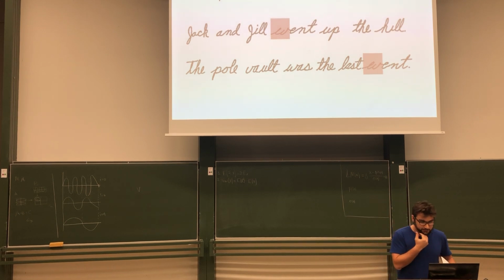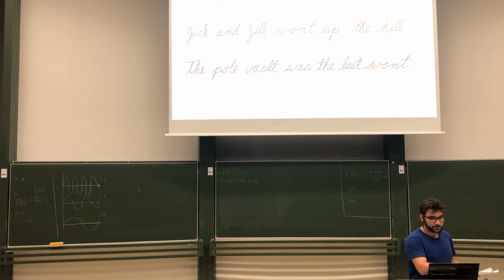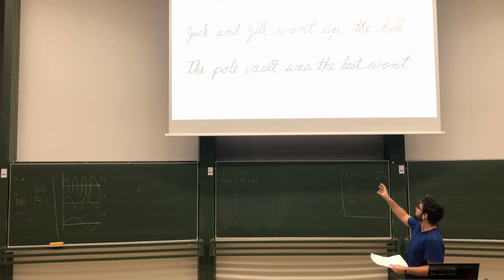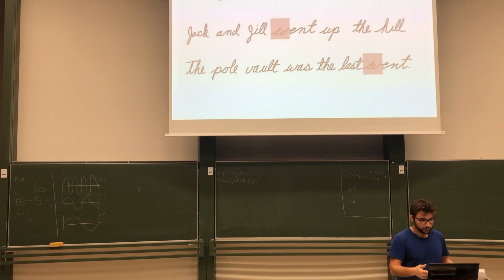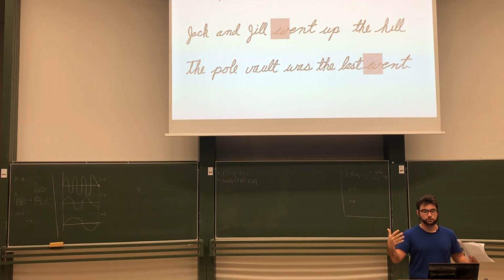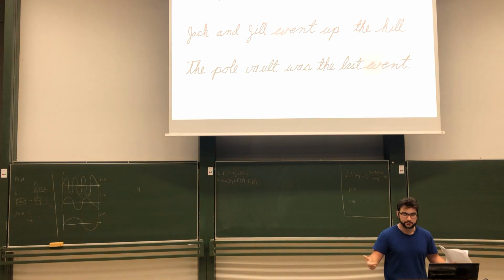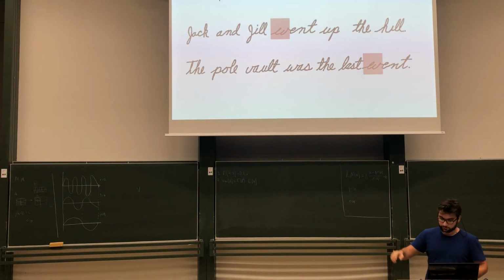The first sentence is a bit hard to read, I guess. That's the purpose of the example. It says "Jack and Jill went." So we read this character as W without even thinking about it. And in the second, it's "the poll vote was the last event." When you read the sentence, you unconsciously disambiguate it the correct way. But this is not obvious, and the letter is exactly the same, I think.